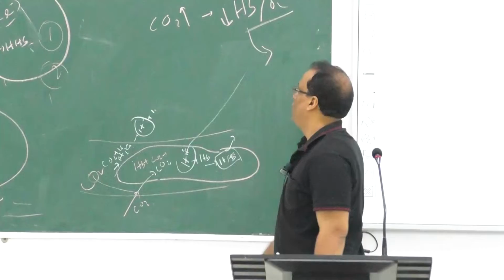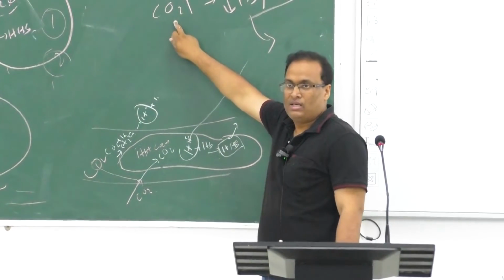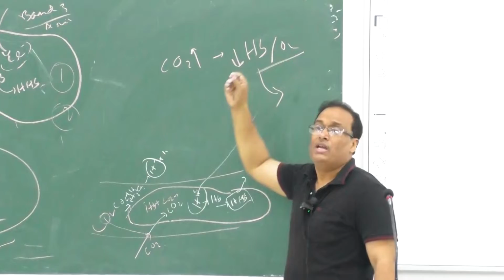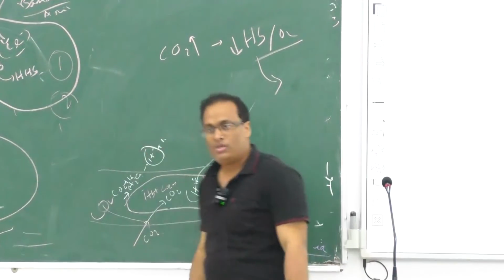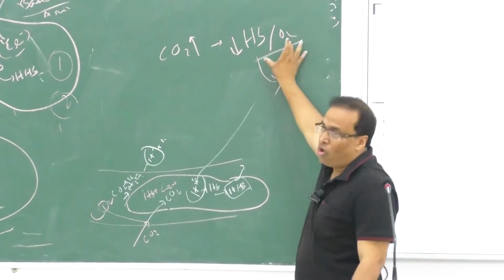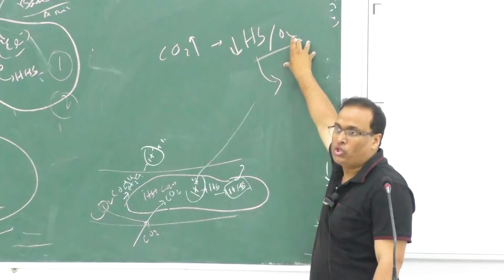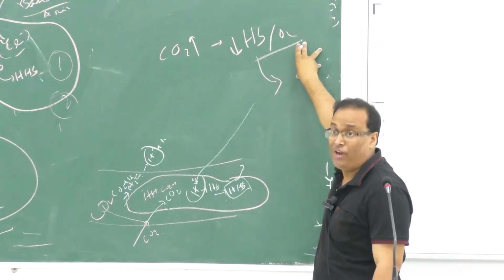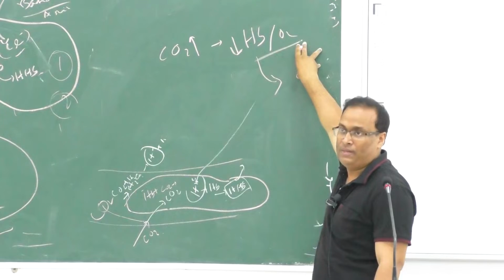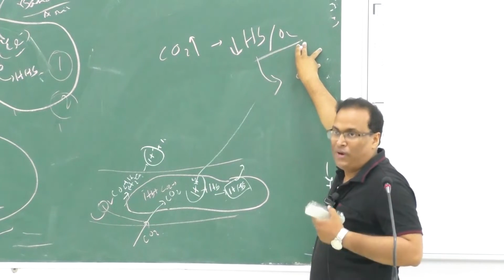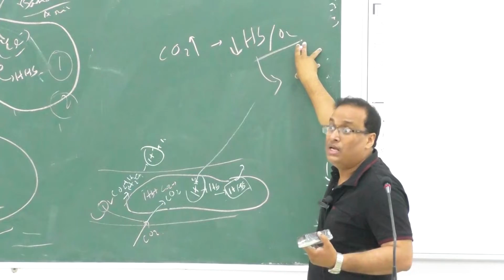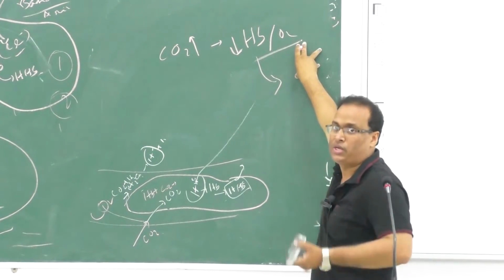Understand? If carbon dioxide increases, then the combination of hemoglobin and oxygen that was forming there will decrease. That means oxygen cannot bind with hemoglobin. If it fails to bind the hemoglobin, that means what? That means hemoglobin is giving oxygen to the required site.